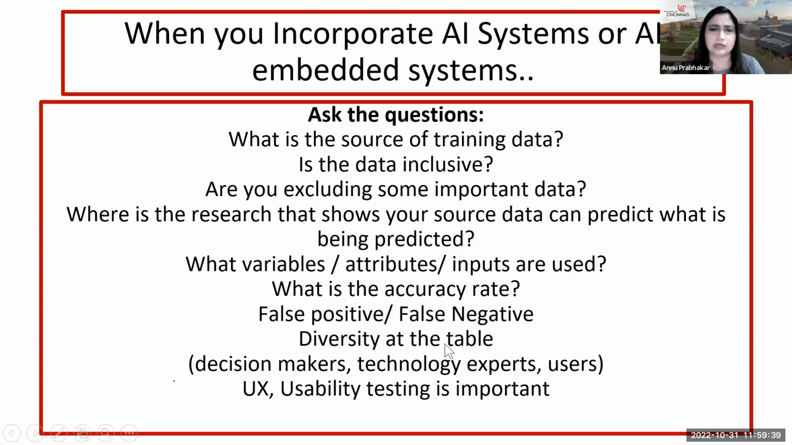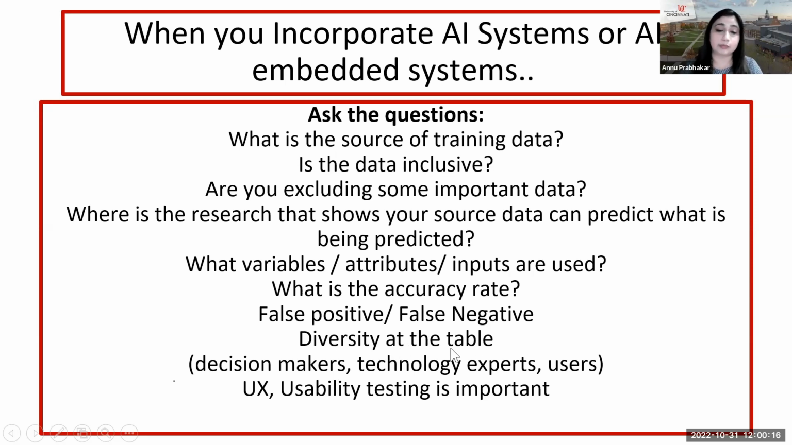To end my presentation, here are some recommendations in terms of asking questions when you are starting an AI project or when you are trying to buy an AI-enabled system. What is the source of training data? Is the data inclusive? Are you excluding some important data? Where is the research that shows your source data can predict what is being predicted or classified? What variables, attributes, and inputs are used? What is the accuracy rate? False positive, false negative, all that.